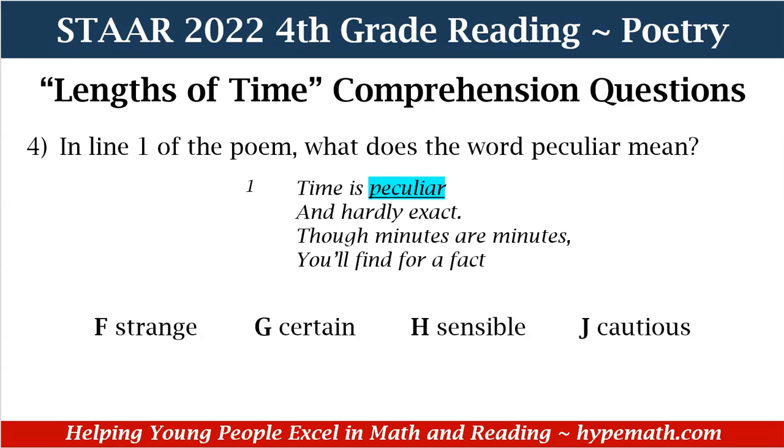Time is certain and hardly exact. Though minutes are minutes, you'll find for a fact. Okay, so yes, time is certain, but again, we're trying to see it from the speaker's point of view about time. H, time is sensible and hardly exact. No. J, time is cautious and hardly exact. Well, time isn't talking about time being cautious, so time is strange seems to be the correct answer.